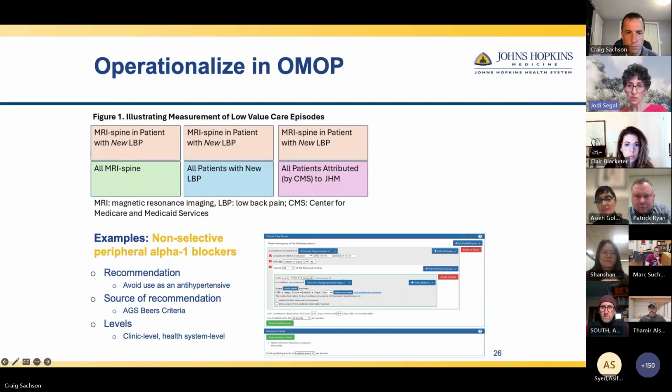So we've started to explore operationalizing, and my colleague Shanshan Lin took some measures to the Odyssey Forum in New Jersey last October. Here's an example: non-selective peripheral alpha-1 blockers. You're not supposed to use those for hypertension control unless the patient has another reason to be on them. That's part of the American Geriatric Society Beers criteria about inappropriate medication use. So we operationalized that.